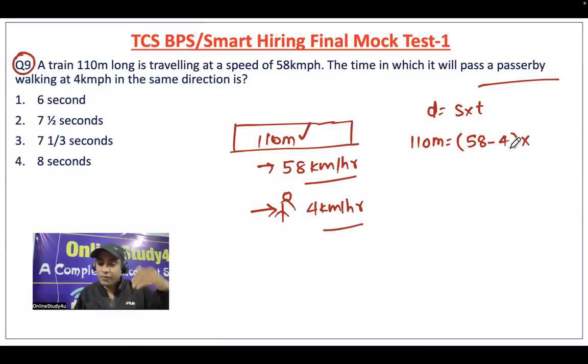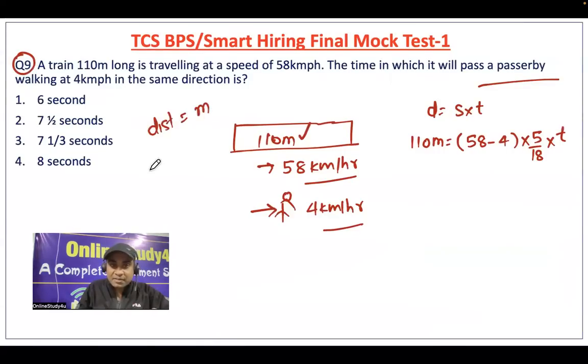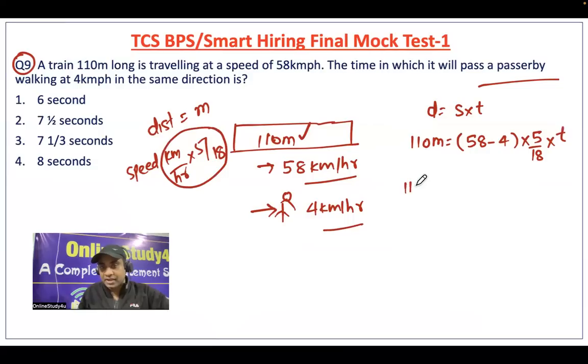And now, we have to convert kilometers per hour to meters per second. Why? Because distance is in meters. If the distance is in meters, then we have to convert the speed from kilometers per hour into meters per second, and for that you need to multiply by 5 by 18. So 110 equals 54 into 5 by 18 into t.